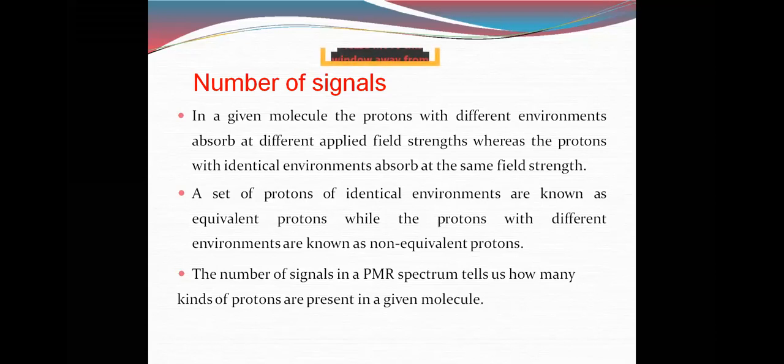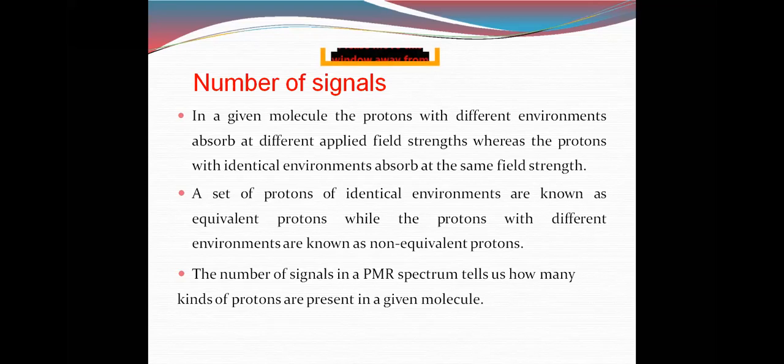The number of signals means how many signals there will be, and that basically depends on three parameters. One is the chemical shift: we have to find out where the chemical shift is. Then spin splitting, which is very important; we have to find out the spin splitting. In a given molecule, protons in different environments absorb at different applied fields, whereas protons in an identical magnetic environment absorb the same magnetic field.